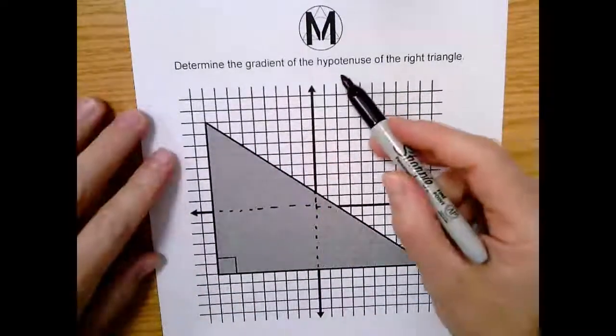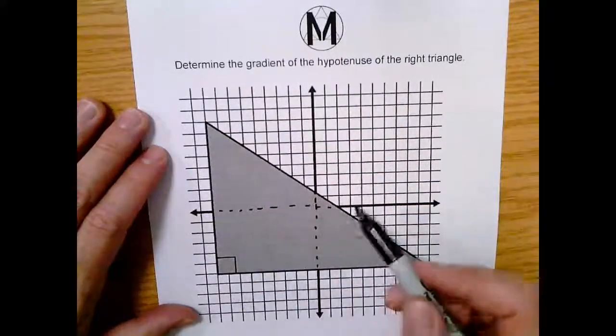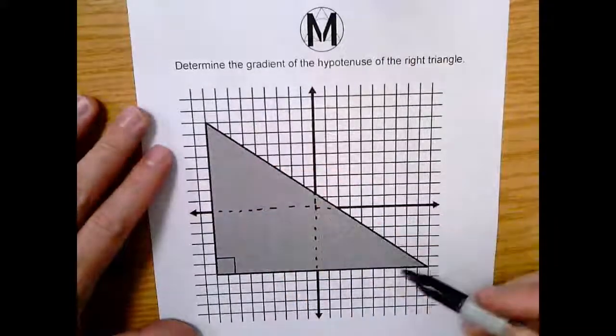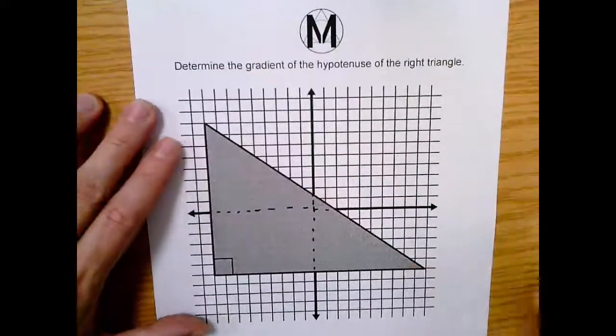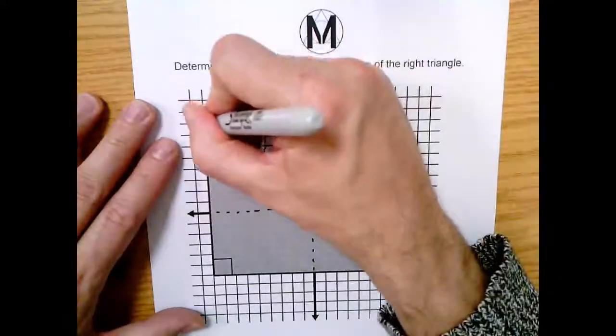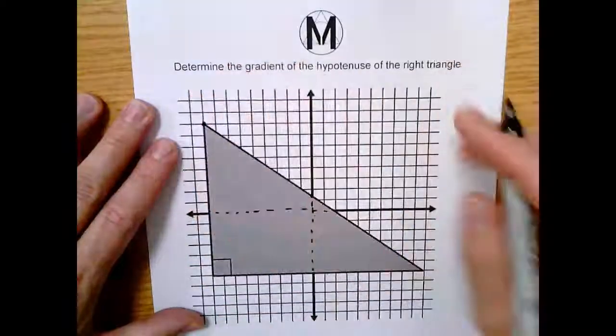And we also know the hypotenuse is the long side of the right triangle, the side across from the 90-degree angle. So our first step here is to just identify our two endpoints so we can use our gradient formula. So here we go. I'll do this point first. And I'm going to write it over here so I don't have to write on top of my grid. It could be a little confusing.